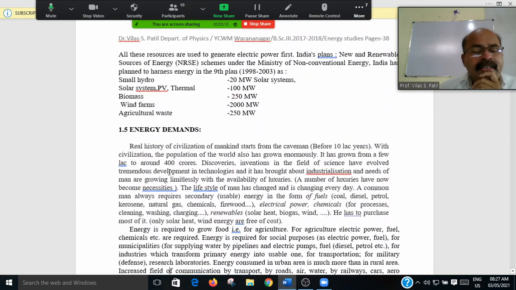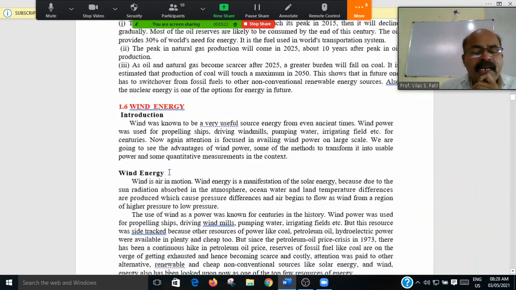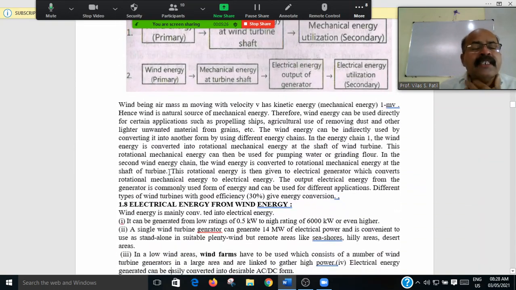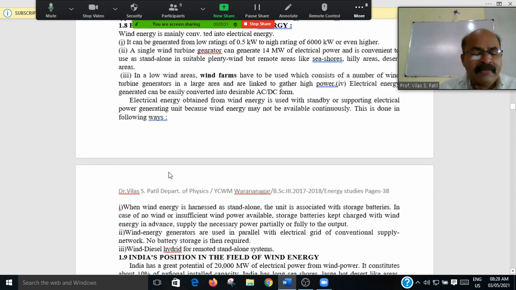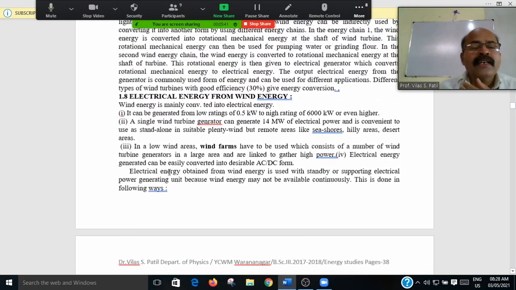In the last lecture, we started wind energy. And here is the wind energy. We started it, then the chain, then electrical energy, and here we came. Wind farms and other things.